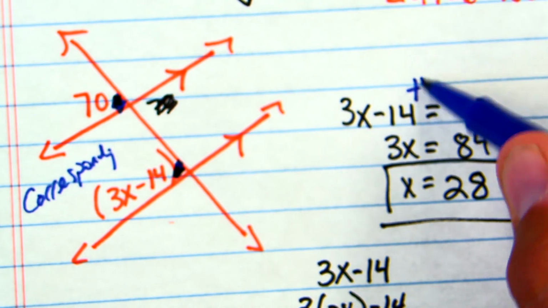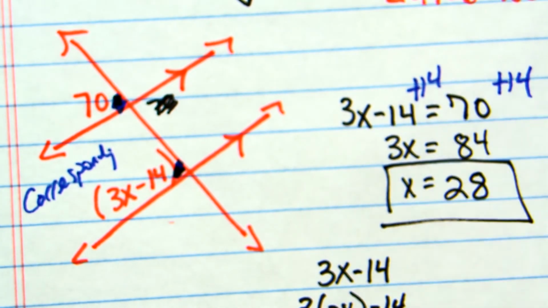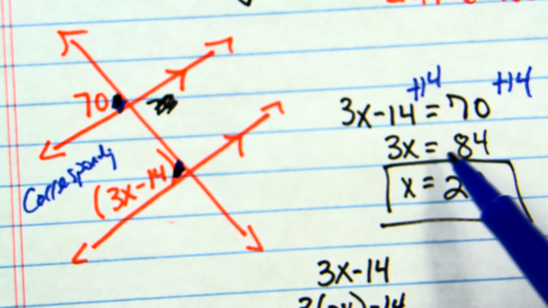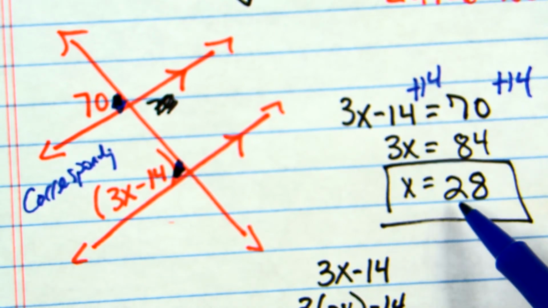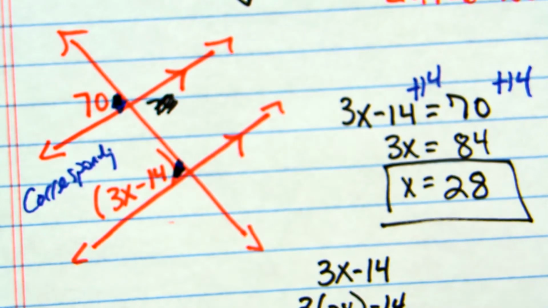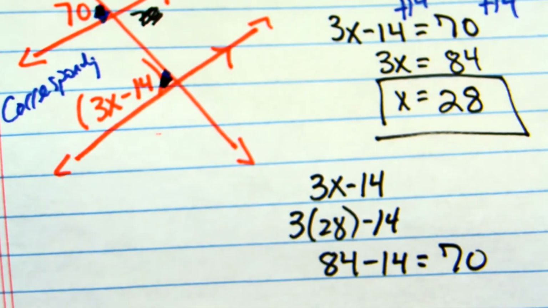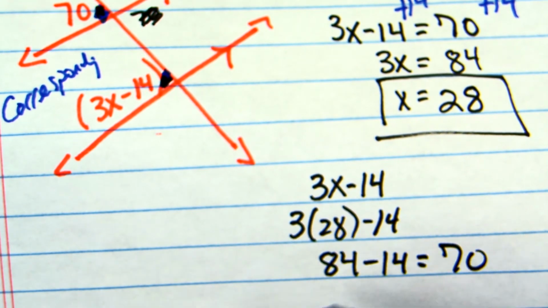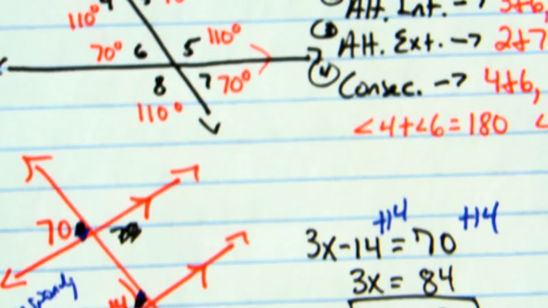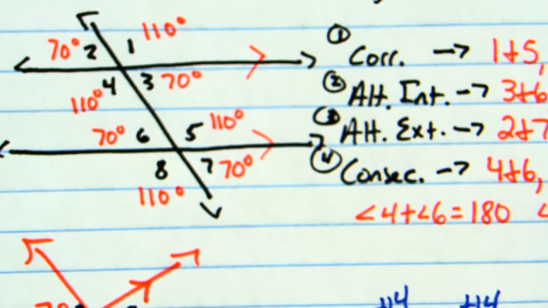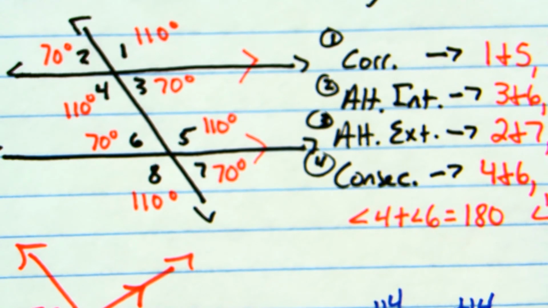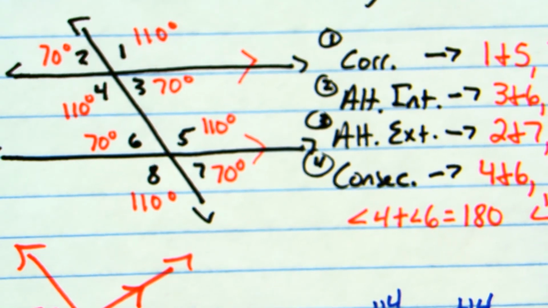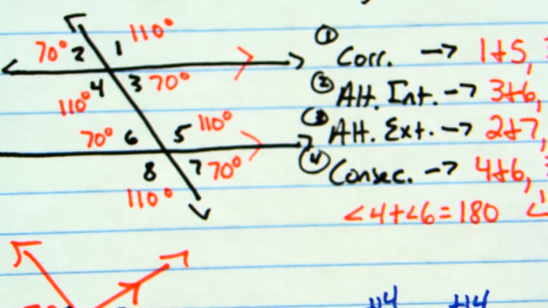I add 14 to both sides. I get 3x equals 84. Divide both sides by 3 and x is equal to 28. If I want to check it, I would just plug in 28 for x, and I'd get 3 times 28 is 84. 84 minus 14 is 70. So knowing these relationships and how they work together is how you end up solving the problems, knowing how to set it up.